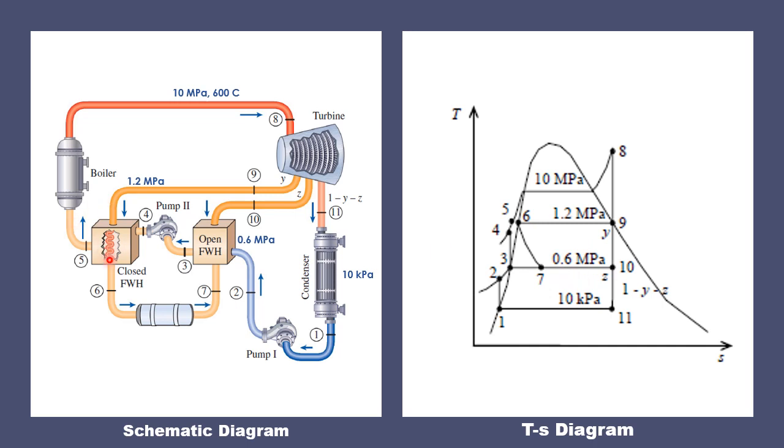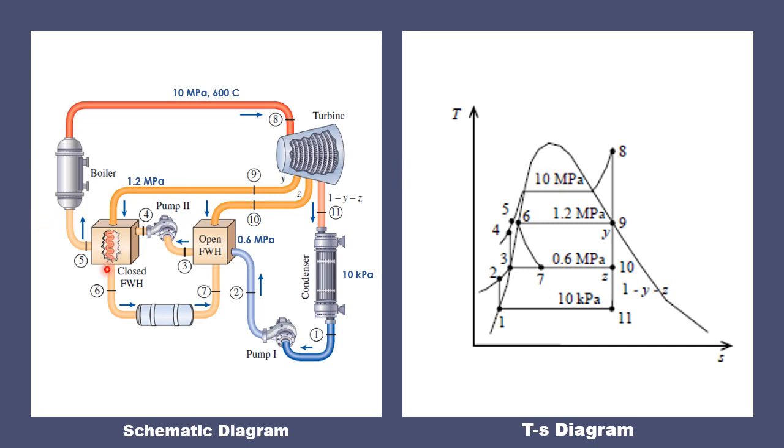And also at the closed feed water heater, since 9 will not mix with 4, it will have the same pressure as 6. That's why 9 and 6 have the same pressure. Then the saturated liquid leaving at 3 will just pass through the closed feed water heater without mixing. So point 4 will have the same pressure as points 5 and 8, and that is 10 megapascal.